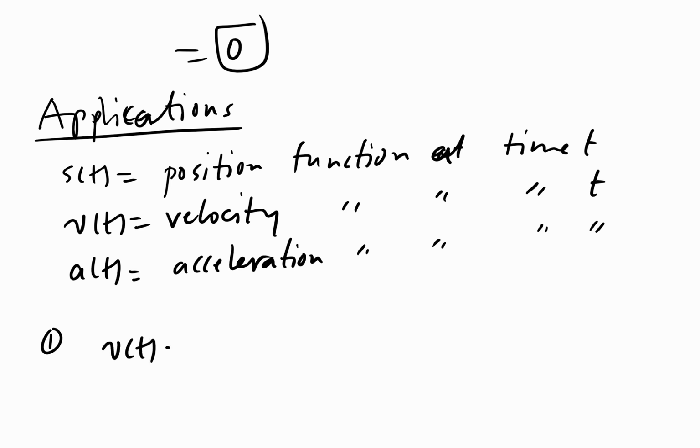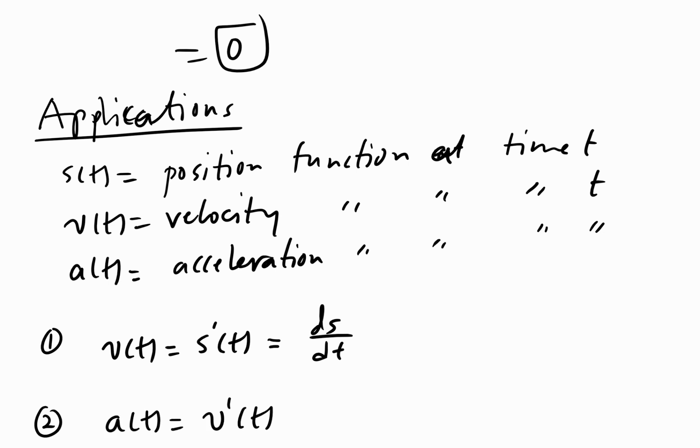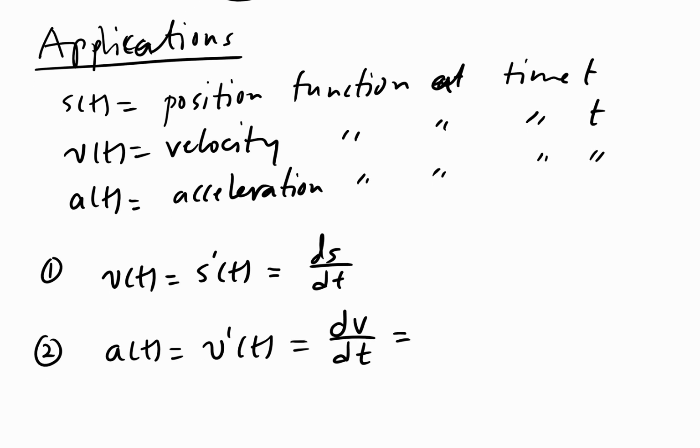So V of t is S prime of t. That's how we calculate V of t, which is ds dt. A of t is V prime of t, dv dt, and we can also call it the second derivative of s. So velocity is the derivative of the position. Acceleration is the derivative of the velocity, or the double derivative of the position function.